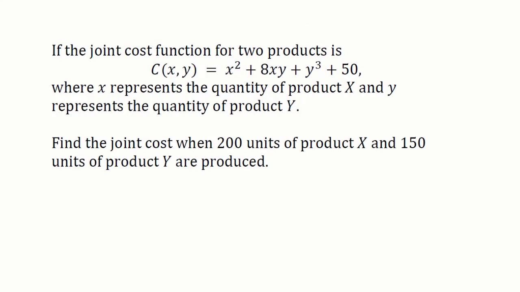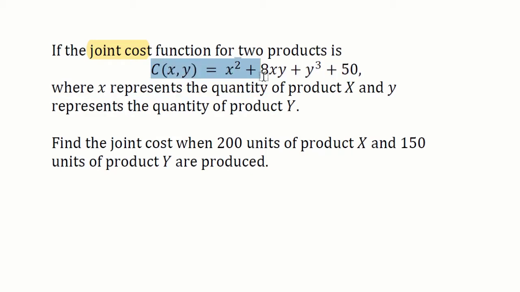All right, so here we go. Here's the worded description of our example 3 right here. So now there's that term I'm using. If the joint cost as a function for 2 products is C of x comma y equals x squared plus 8xy plus y cubed plus 50.